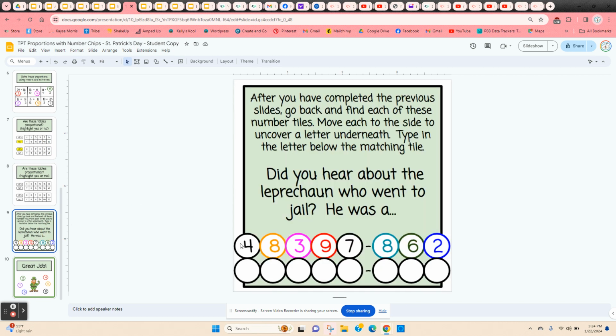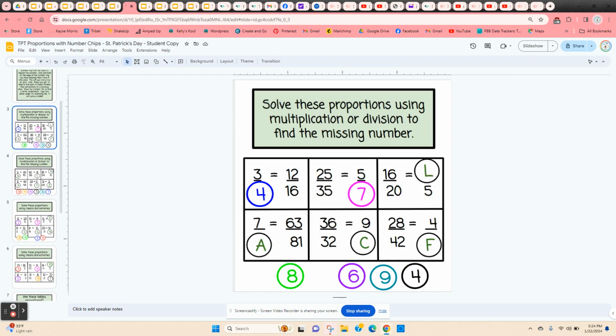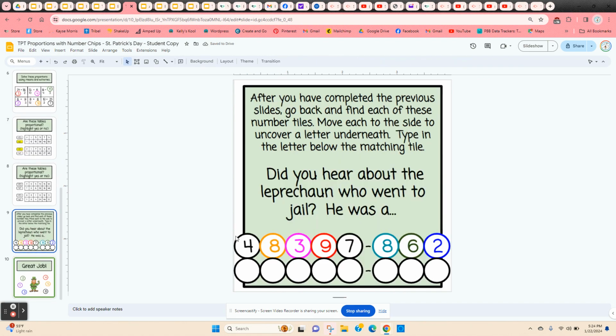When they get to the final slide, they've got all of these number chips. These are not movable. So they have a St. Patrick's Day riddle, and in order to solve it, they have to go back and find these numbers, and it has to be the correct number, correct color. When they find these numbers in the previous slides, they're going to move them to the side, and the letter that's underneath, they're going to type in this final slide. So whatever letter is under the black 4, they're going to type in here, the yellow 8, and so on. So it could be on any of the previous slides. If this is done correctly, they will solve the riddle.